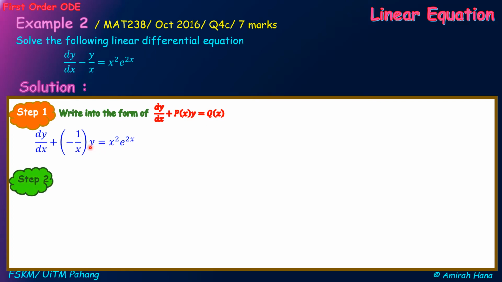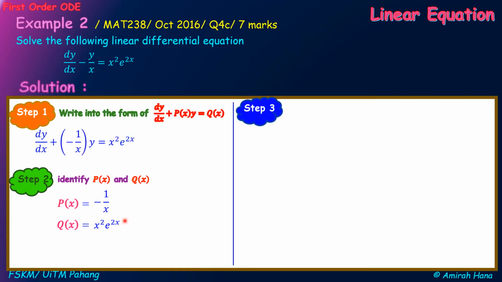From here, we can continue with step 2: identify p(x) and q(x). Our coefficient of dy over dx equals positive 1, so we can compare one by one. Our p(x) equals negative 1 over x, since the sign before p(x) should be positive. And then our q(x) equals x squared e the power of 2x.